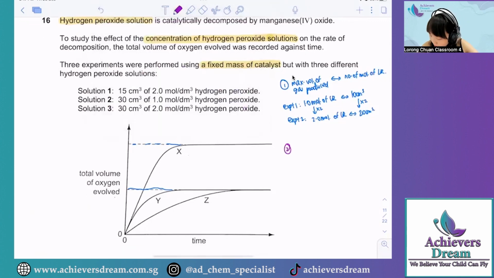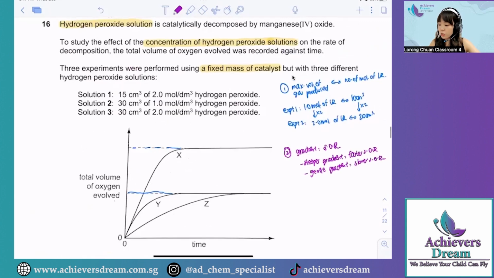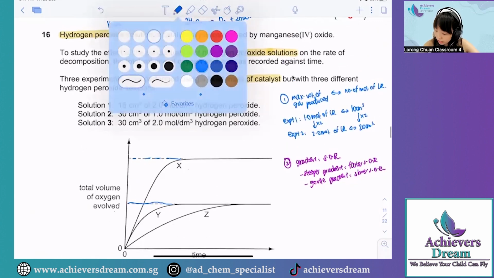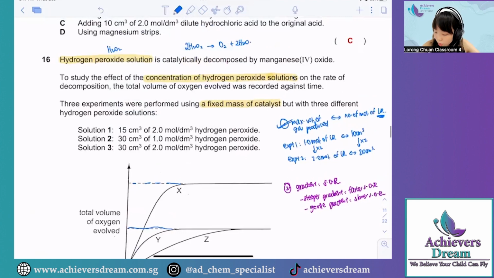The second aspect is the gradient of the curve, which tells you the speed of reaction. A steeper gradient would indicate a faster speed of reaction, while a gentle gradient would indicate a slower speed of reaction. With that, we are going to focus on the first aspect, the maximum volume of gas produced, which depends on the number of moles of limiting reagent. So we have to identify the limiting reagent in this reaction. In this case, since there is only one reactant, H2O2, this would be the limiting reagent.